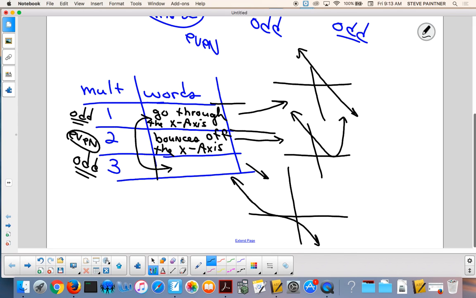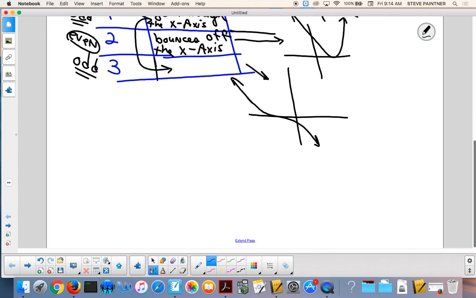Okay, what's the difference between goes through like this and goes through like this? There's no turn. It didn't go back up. To me, this one went through really quick, just like a line would go through. Fast. This one goes through, but does it go through fast? No, it slows down, goes through, then picks up its speed again. So it goes through slower. That would be multiplicity of 3.